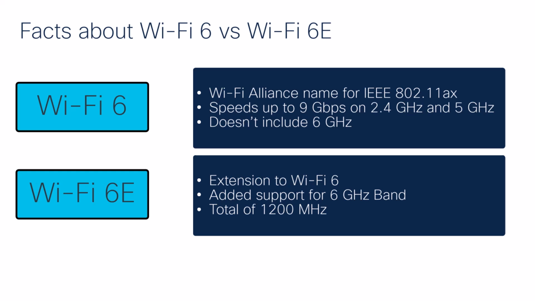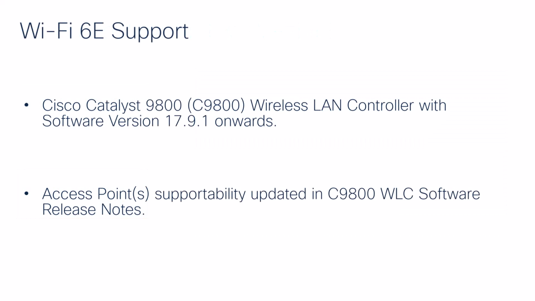On the other hand, Wi-Fi 6E is an extension to Wi-Fi 6 and not an individual standard by itself. Wi-Fi 6E adds support for 6 GHz band with a total spectrum of 1200 MHz. Cisco Catalyst 9800 wireless LAN controller starting from software version 17.9.1 supports Wi-Fi 6E configurations. For details on the future supportability on access points, please refer to software release notes of wireless LAN controller.